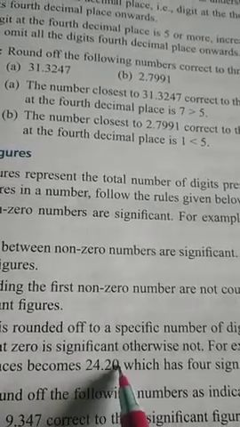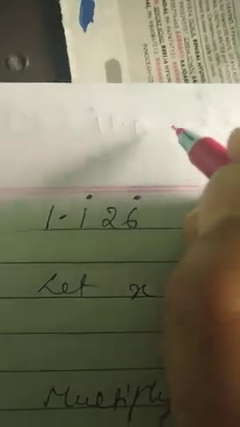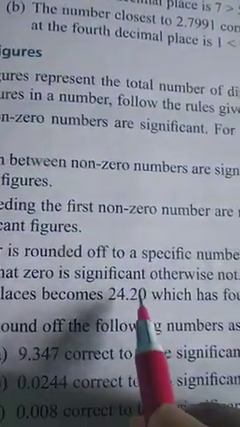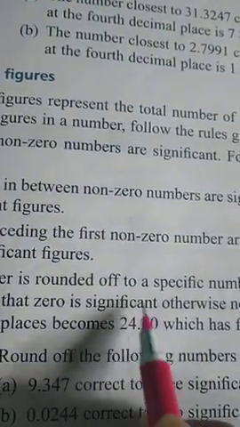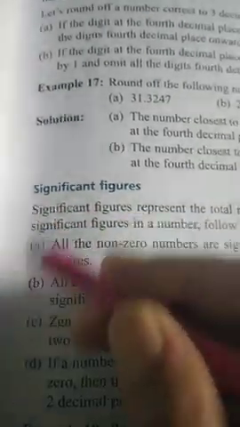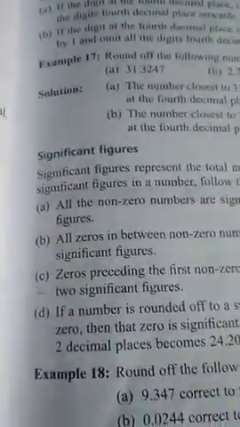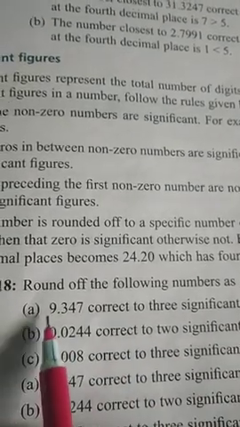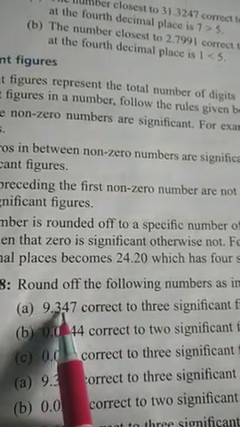Otherwise, if the 0 is at the end, like if a number is written like this, 24.26000, then the last 0 will not be counted as a significant figure. Only in such cases will it be counted, when it comes after rounding off the number. Got it? So you have to keep in mind these 4 points, how we can see that a digit is a significant figure. For example, you can see 9.347.